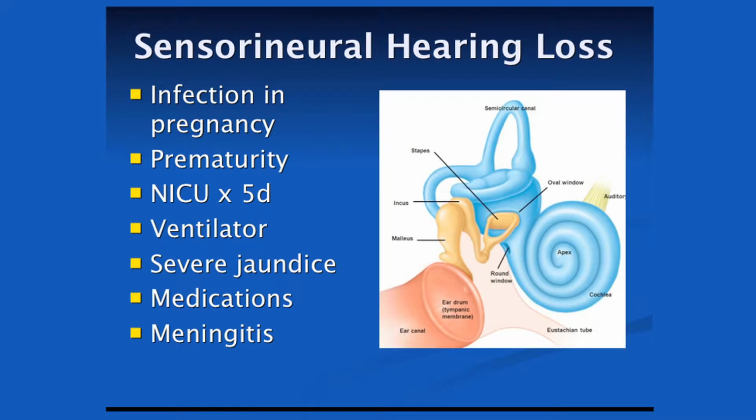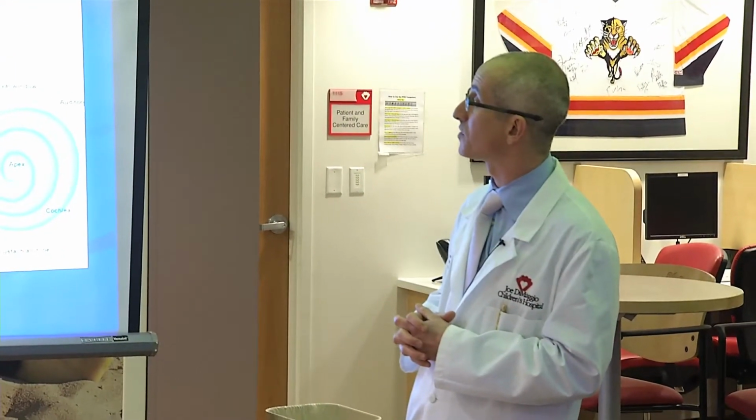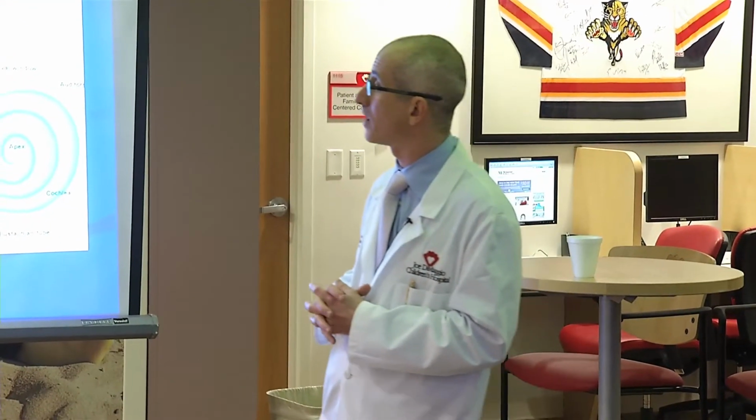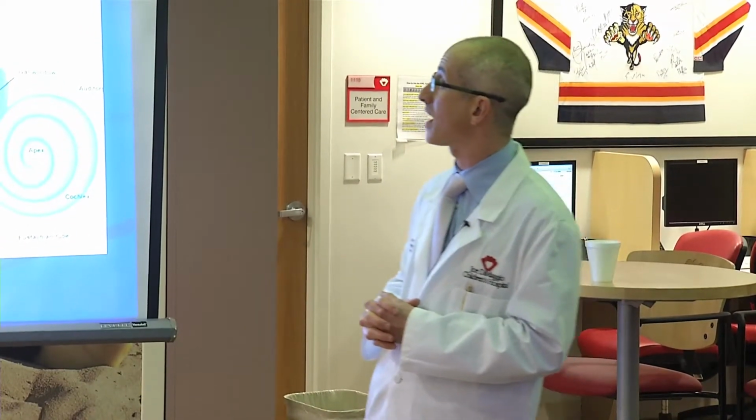The next major type of hearing loss is sensorineural hearing loss. Infection in pregnancy. I always tell you, if you have a cat, wash your hands, stay away from the litter box. Toxoplasma is a microorganism that can be spread through cat feces. If a pregnant woman or a pregnant mother develops an infection with that type of bacteria, it can affect the developing fetus in the very early stages and cause a nerve-type hearing loss.